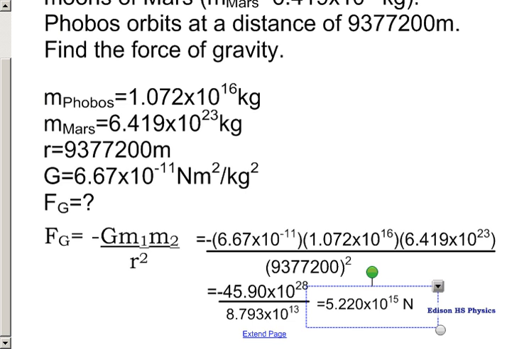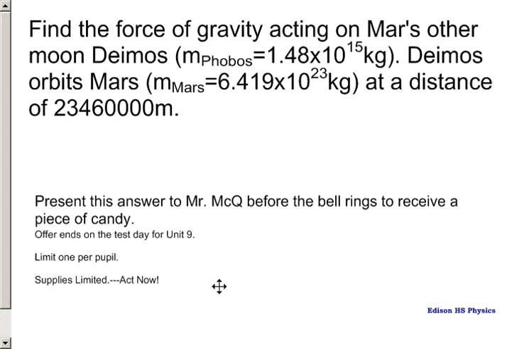So, if we go on, I'd like to extend this problem to you. Instead of finding the force of gravity for Phobos, I want you to find the force of gravity for Deimos, the other moon orbiting around Mars. So you're given the mass of Deimos, the mass of Mars, and the distance between them.